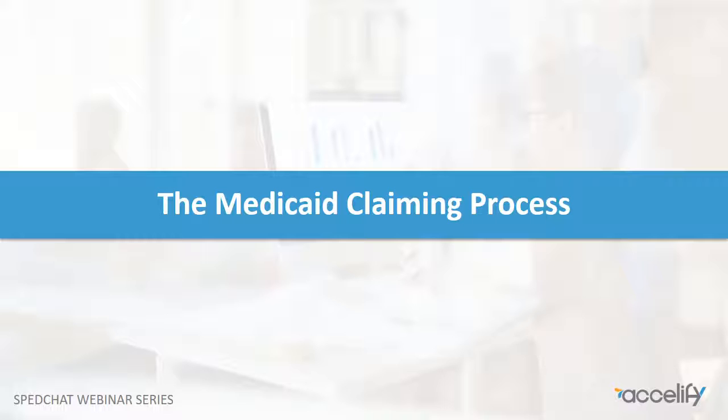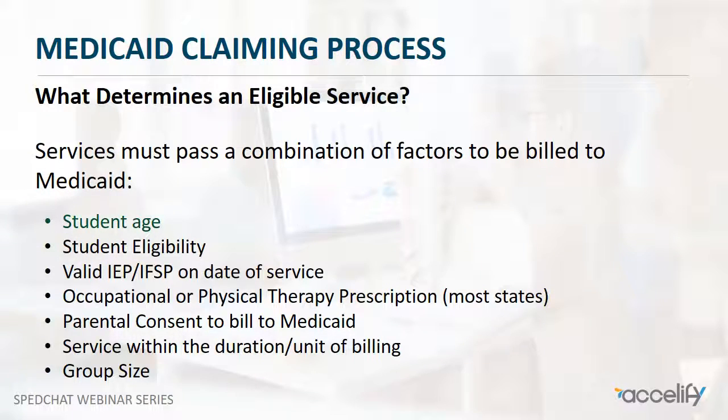All right, so let's review the Medicaid claiming process. Now, what determines an eligible service? Services must pass a combination of factors to be billed to Medicaid. We reviewed some of the things earlier about how they have to be listed in the IEP, but now we're going to talk about the claiming validations, what Medicaid will deny if these aren't valid. The student must be of a valid age, and they must have student eligibility.